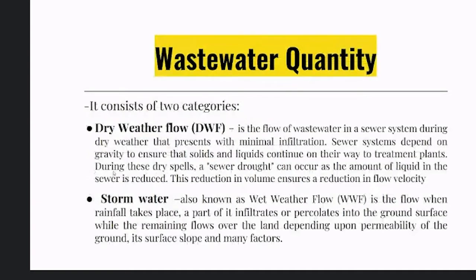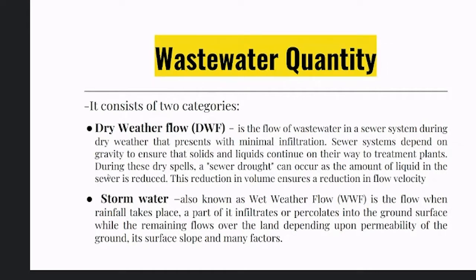So first, we have the wastewater quantity. For the dry weather flow, it is the flow of wastewater in a sewer system during dry weather that presents with minimal infiltration. Sewer systems depend on gravity to ensure that solids and liquids continue on their way to treatment plants. During these dry spells, a sewer drought can occur as the amount of liquid in the sewer is reduced. This reduction in volume ensures a reduction in flow velocity.